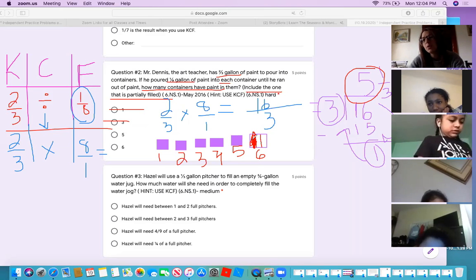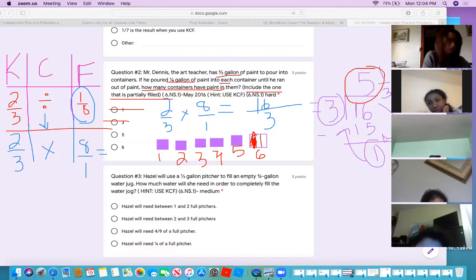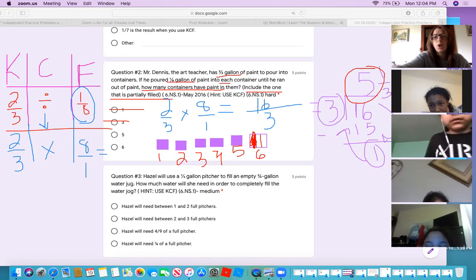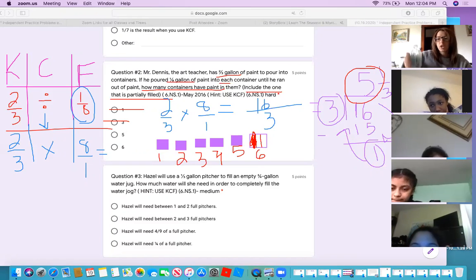Do containers come in whole numbers or halves? Somebody help me out. Can I buy a half a water bottle or I got to buy a whole water bottle? Nia? Jackson? Jamie? Somebody? Kayla? The whole water bottle filled up? So the same idea is going to apply to paint.